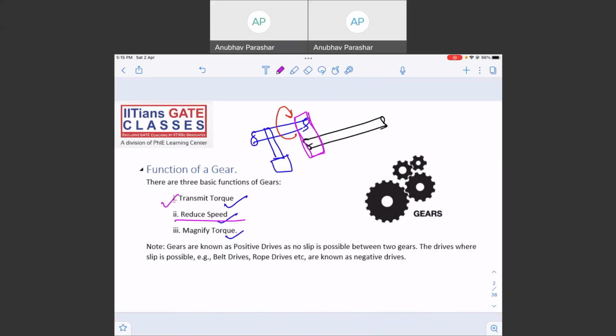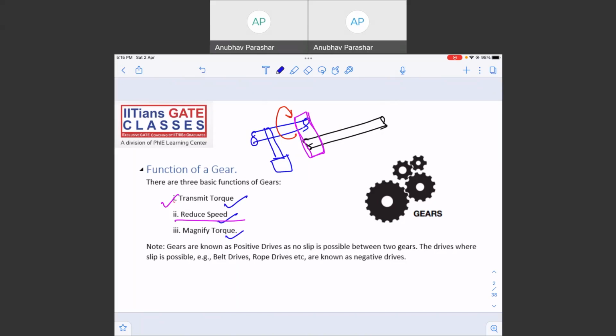So these are the three main functions of a gear: to transmit torque, to reduce speed, and to magnify torque. I'll not be able to give you many examples and details in a 2-hour lecture. Generally, we cover this class for GATE in 5 hours, 5+ hours, it goes to 6 hours also. But we have to condense all the topics with respect to your HCL exam, and you have to learn it in 2 hours.